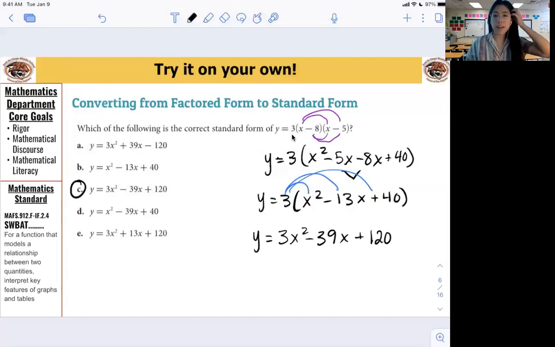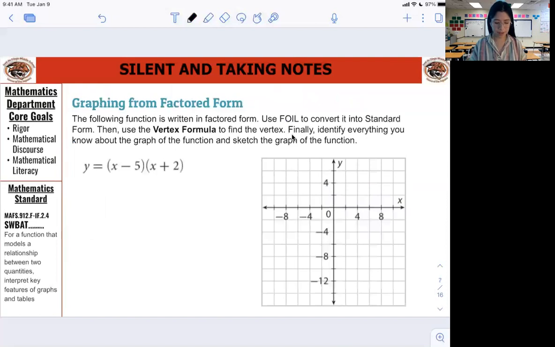Does anyone have any final questions on how to turn it from factored form to standard form? All right, awesome. Okay, so now let's go ahead and move on to this one. Now we can kind of start putting things all together and we can graph. But we're going to see what we're missing, what we're going to have to do to figure it out, and then how we're going to be able to graph it.